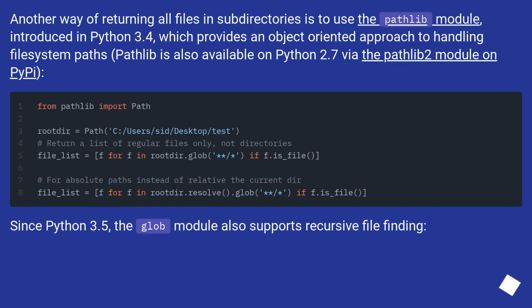Another way of returning all files in subdirectories is to use the pathlib module, introduced in Python 3.4, which provides an object-oriented approach to handling file system paths. Pathlib is also available on Python 2.7 via the pathlib2 module on PyPI. Since Python 3.5, the glob module also supports recursive file finding.